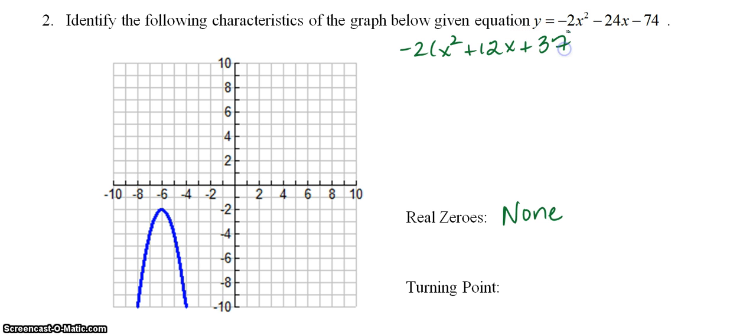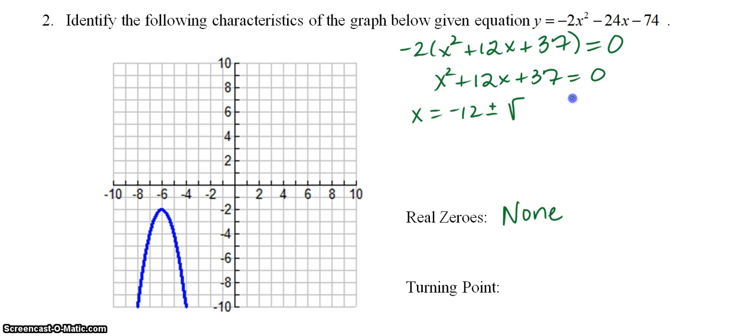I get this equation, and again, zeros is when we can solve this equation equal to 0. If I divide by 2, nothing happens. I can try to factor and solve this an easier way, but it doesn't work. So all I can do is quadratic formula. So we'll do opposite of b, plus or minus the square root of 12 squared minus 4 times 1 times 37, all over 2 times a.